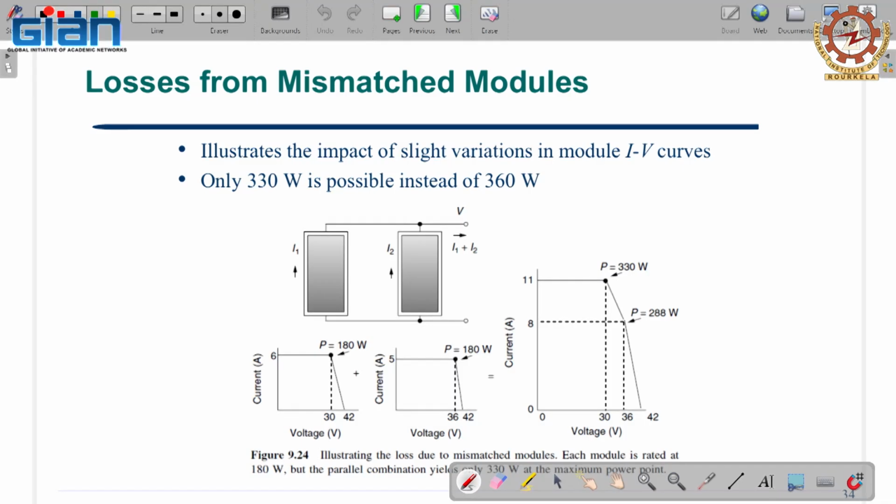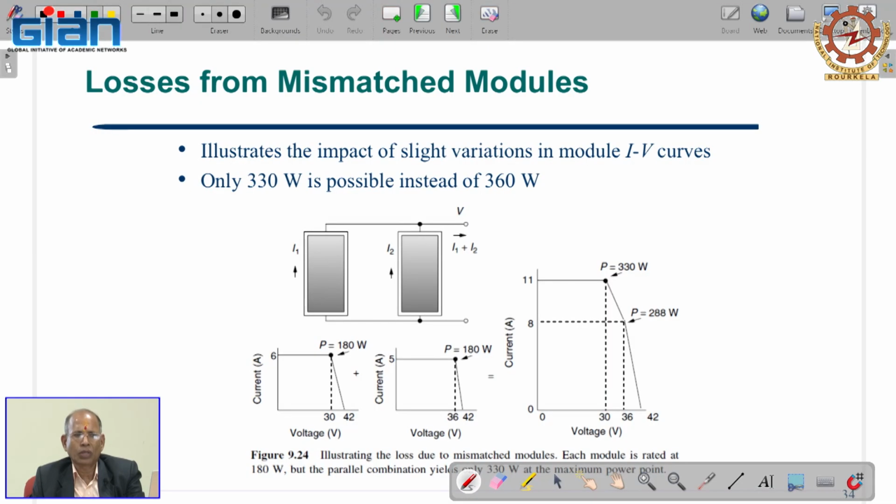This is a very interesting concept, quite nicely explained. Here you can see that it illustrates the impact of slight variation in the module IV curve. We have the PV module. It can be from different manufacturers. Once you have a PV module from one manufacturer, we want to have its expansion, then maybe some other manufacturer may be available.